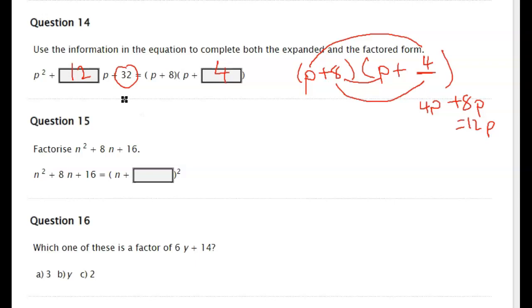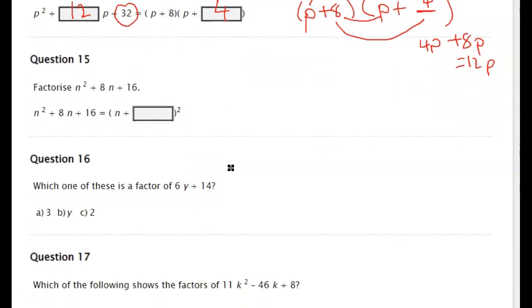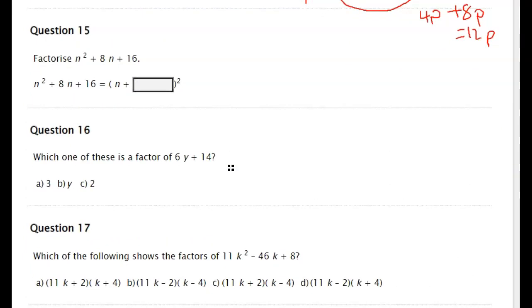But effectively, you're just looking for two numbers that when multiplied give you 32, and when added give you 12. So those numbers are 8 and 4: 8 times 4 gives you 32, and 8 plus 4 gives you 12. All right, so that's understanding how to factorize monic binomials.